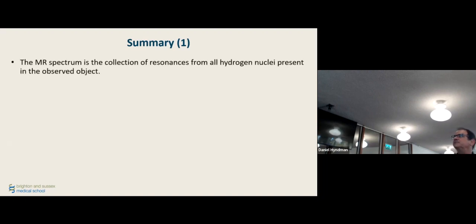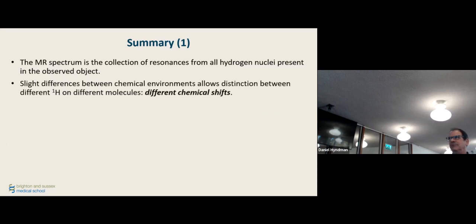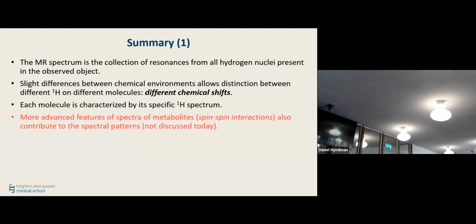And I put a little summary, kind of telling us about the chemical shift and how the signal is generated, and about the uniqueness of the contribution of each metabolite to the MR spectrum. There are additional features to the spectrum, mostly the interactions between spins themselves, that I have not put in here. That's for a more advanced talk, but remember that the spectrum is not just chemical shifts.